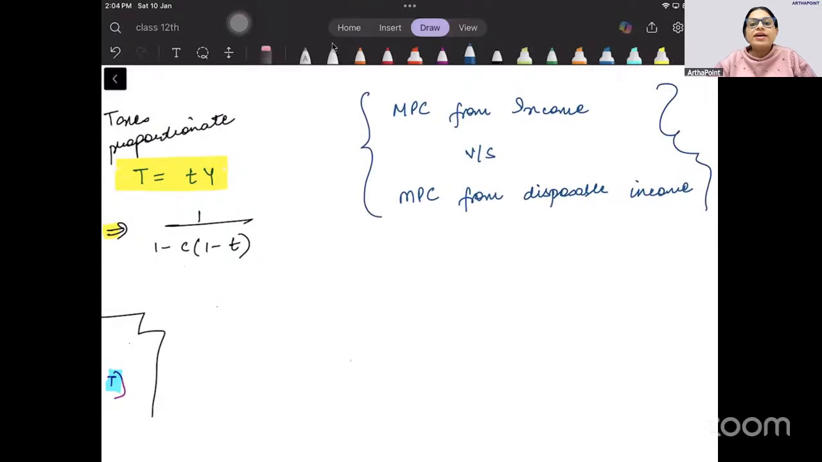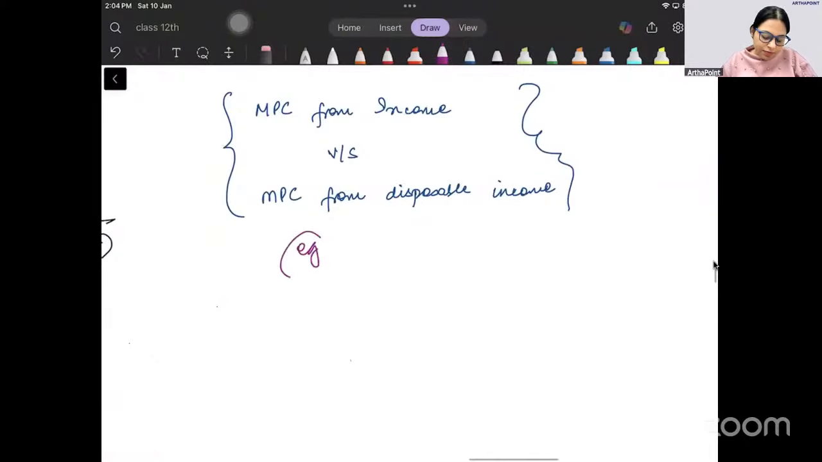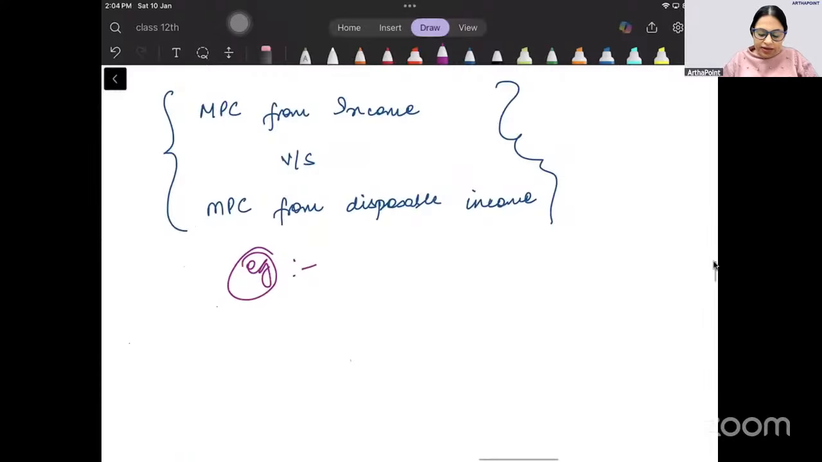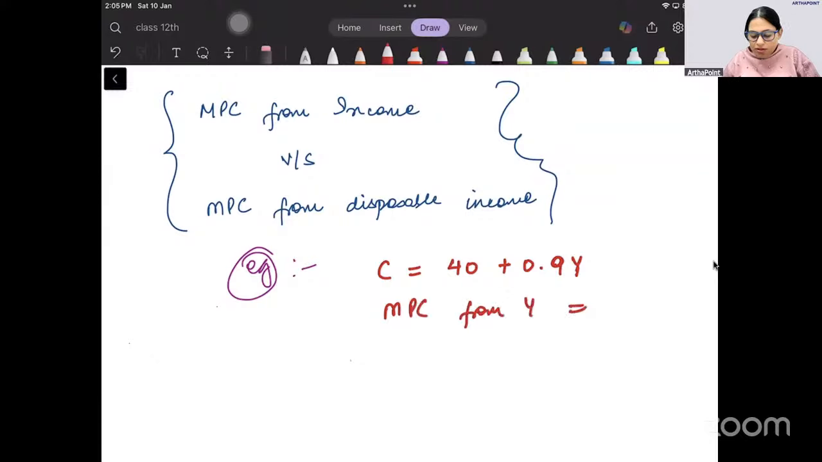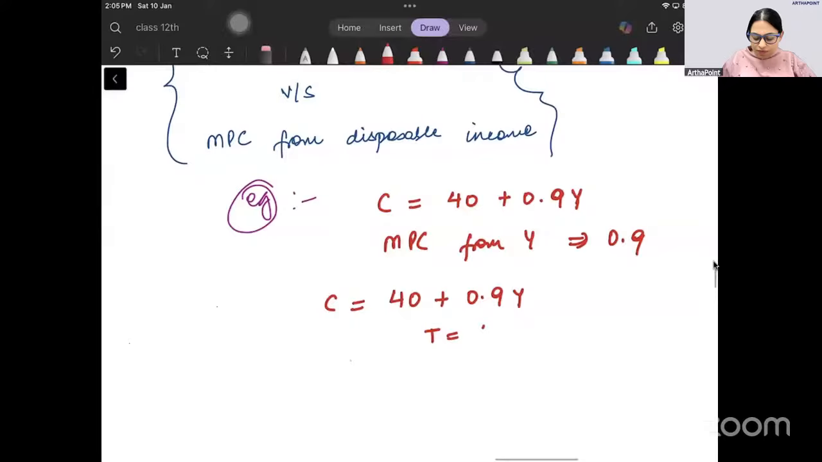What exactly has been given in the exam? Is it asking income or disposable income? Now look, take an example. Suppose I tell you C is equal to 40 plus 0.9 Y. That is very simple, because it is coming with Y, so marginal propensity to consume from income is 0.9, the end. But suppose I tell you C is equal to 40 plus 0.9 Yd, sorry, and I tell you tax is 20, and I ask you to find MPC from disposable income and MPC from income.